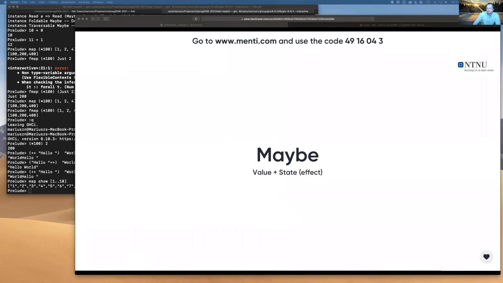So one of the things is maybe, where we have a normal value plus this additional state or this effect, and if I'm applying fmap on the maybe, I'm not gonna change the maybe. The maybe continues to be a maybe, right?